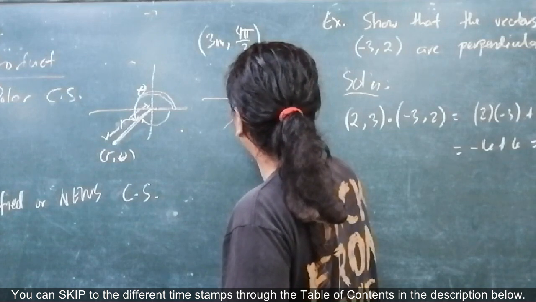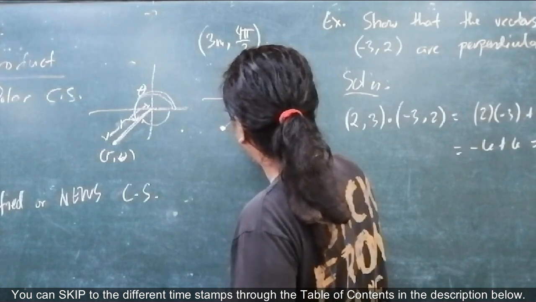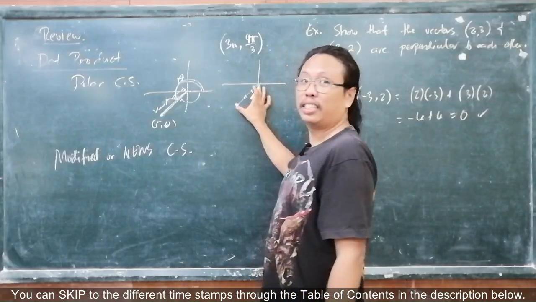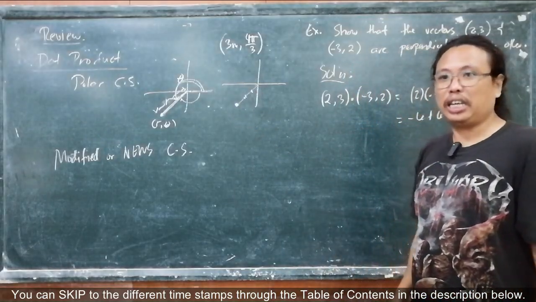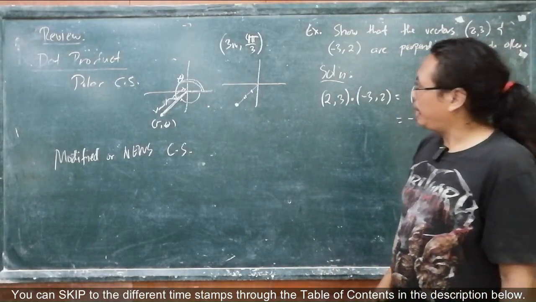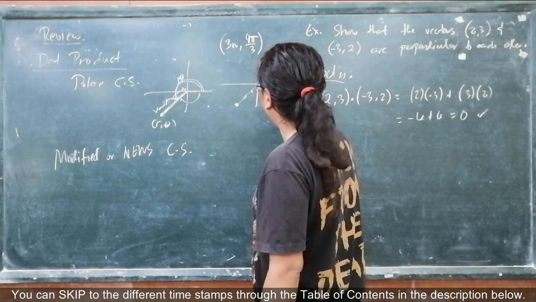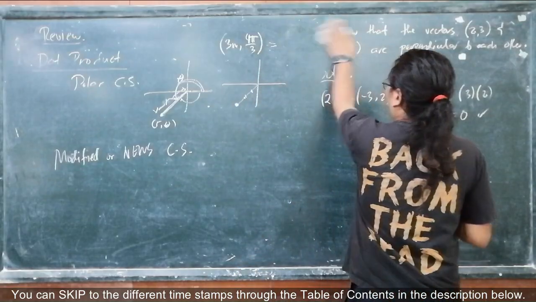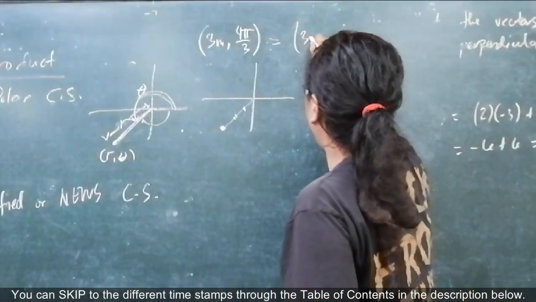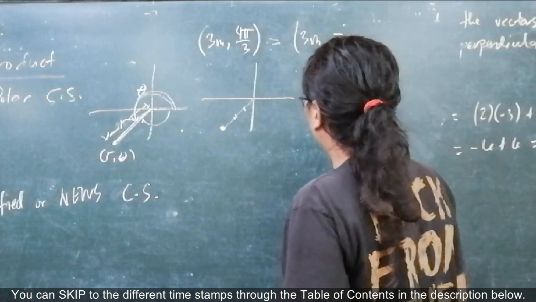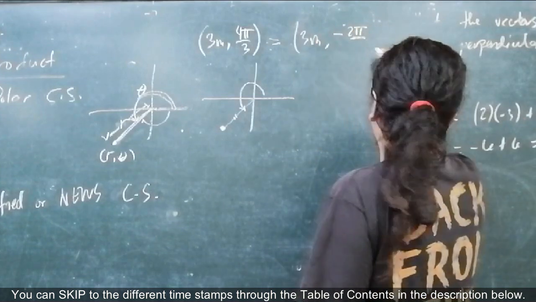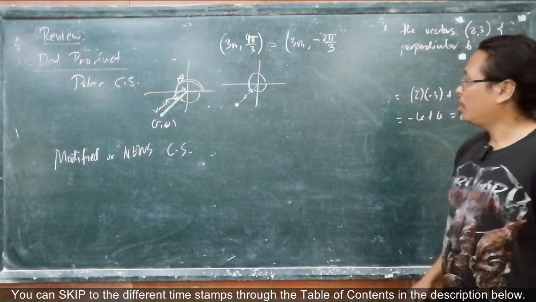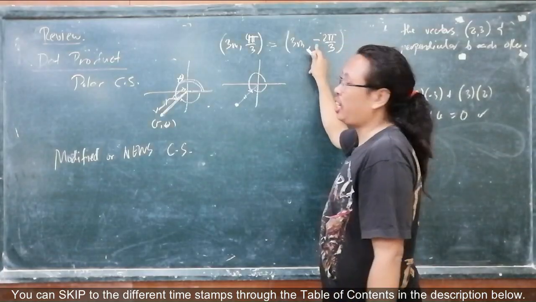So, meaning, you have this point, that point there, and this is 3 units away. That's 3 meters, 4 pi over 3. Okay? Or you can actually call this, this is also equal to 3 meters, negative 2 pi over 3. This is negative 2 pi over 3 here. Okay? This rotation is negative. No?